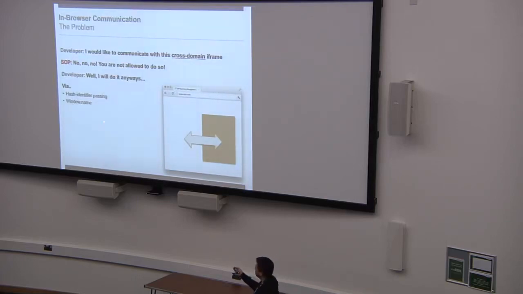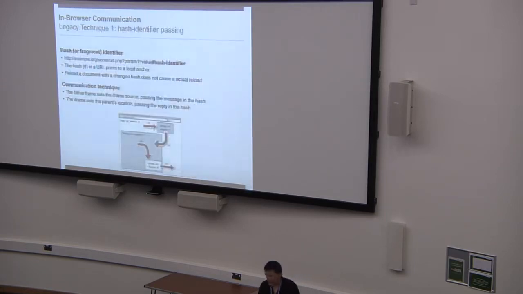And developers are intelligent, so they say, well, I do it anyways. And there are 2 different techniques that can be used to create such a use case. And this is hash identifier parsing and the window name property. So let's first talk about hash identifier parsing. This is a very obscure technique to transfer data between 2 frames that are on different domains. And it works as follows.